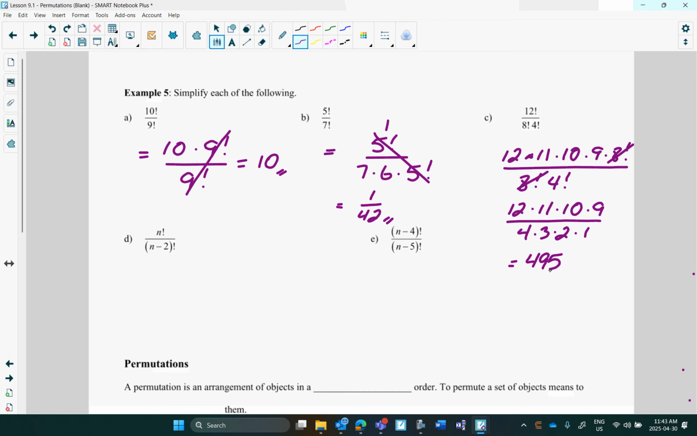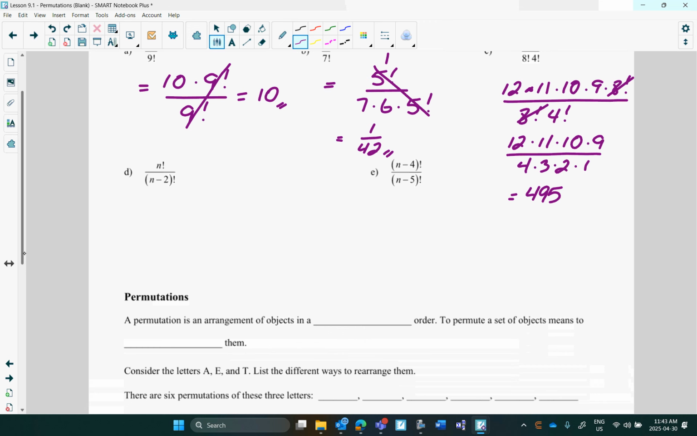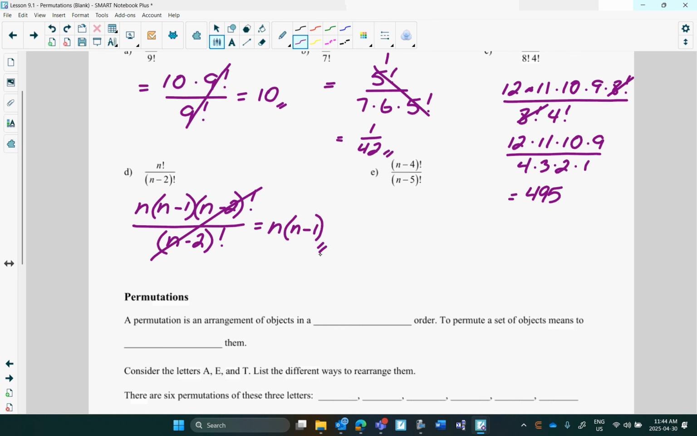Now, these two are a little different, because they have, instead of a number, a variable. Well, take the bigger one and start writing it down until you hit the smaller one. And then put a factorial so you can cancel them. What's the bigger one out of n and n minus 2? N. So start writing this down. N times n minus 1 times n minus 2. Found a match. Stop. Those go. And I'm just left with n times n minus 1. You don't have to multiply through.